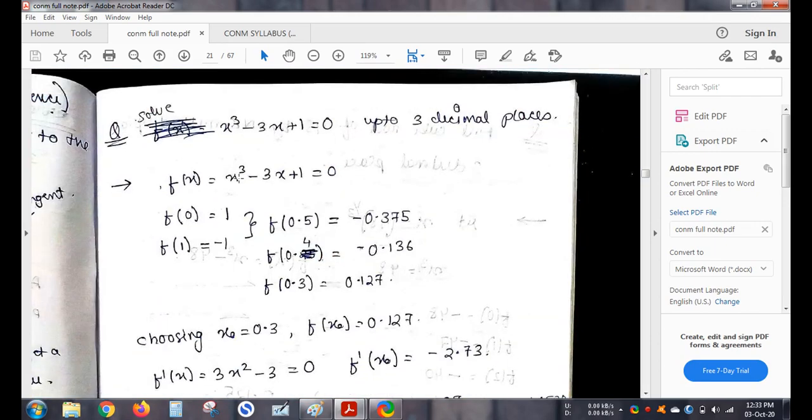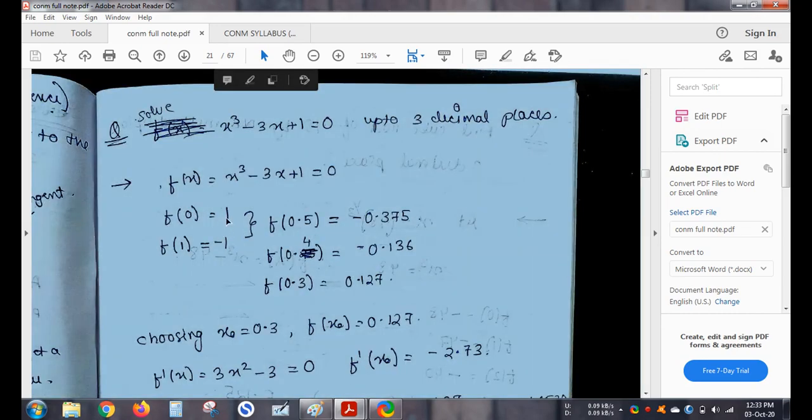All you have to do is find a value which is closer to 0. Simple. So first let's put 0 over here. I found it's 1. If I put 1, I find it is minus 1. So my value shifts from 1 to minus 1, so I know that between them there is a value 0.